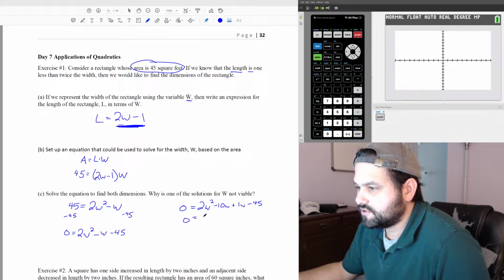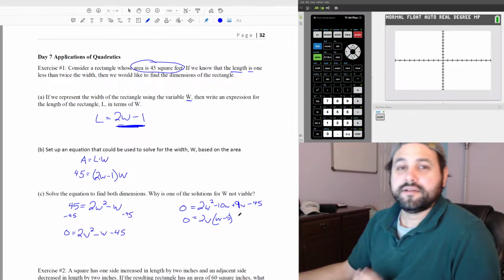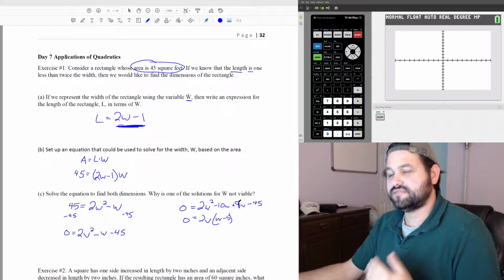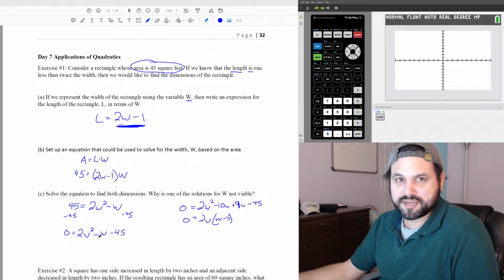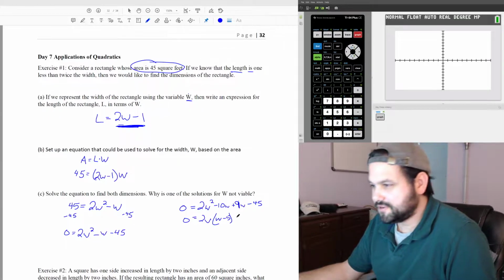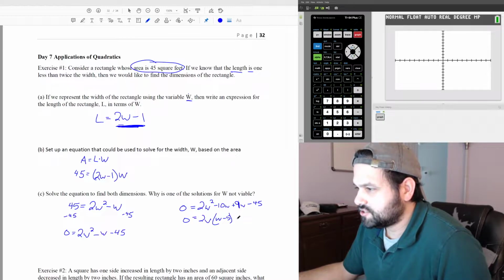Okay, now I'm going to factor over here. And I'm going to factor over here. Did I write 40? Wait, what's going on here? That's a 9. Sorry. Okay. Negative 10 and positive 9 multiplies to negative 90 and adds to make negative 1. Okay. Sorry about that. So I can factor a 9 out and I get w minus 5.